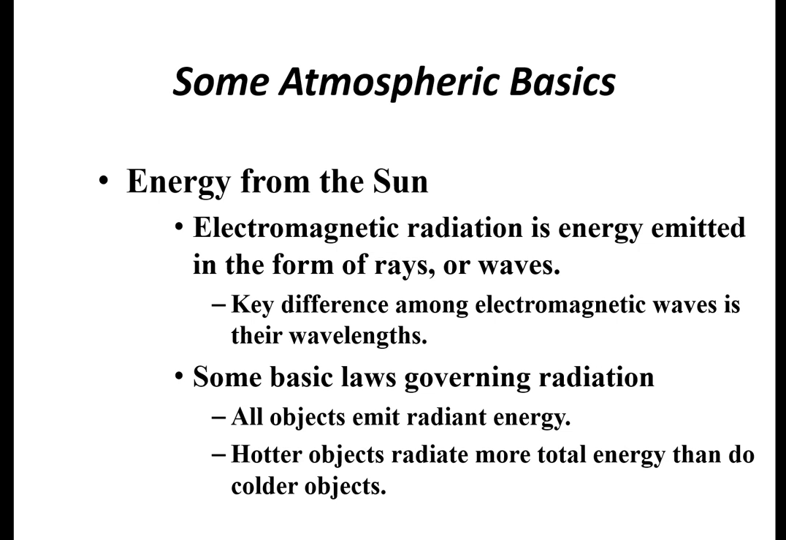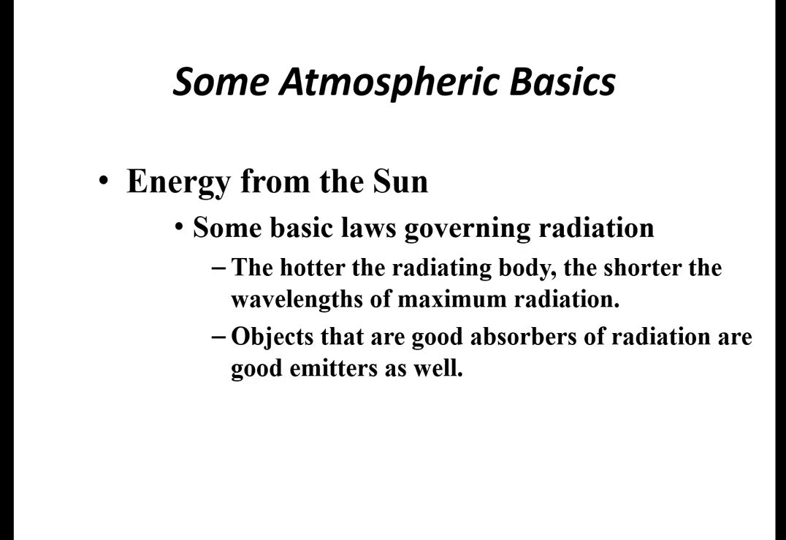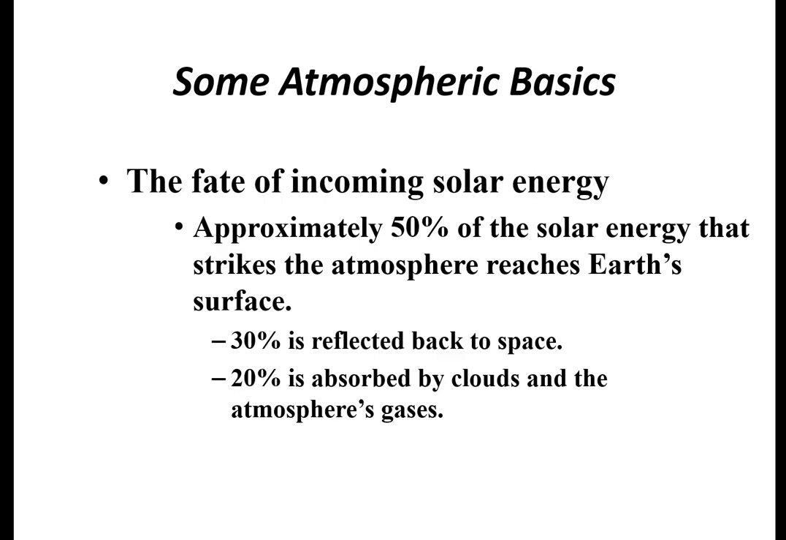Some basic laws governing radiation include that all objects emit radiant energy. It's called the blackbody effect. And hotter objects radiate more total energy than do colder objects. The hotter the radiating body, the shorter the wavelengths of maximum radiation. And objects that are good absorbers of radiation are good emitters as well. That goes back to the blackbody theory.